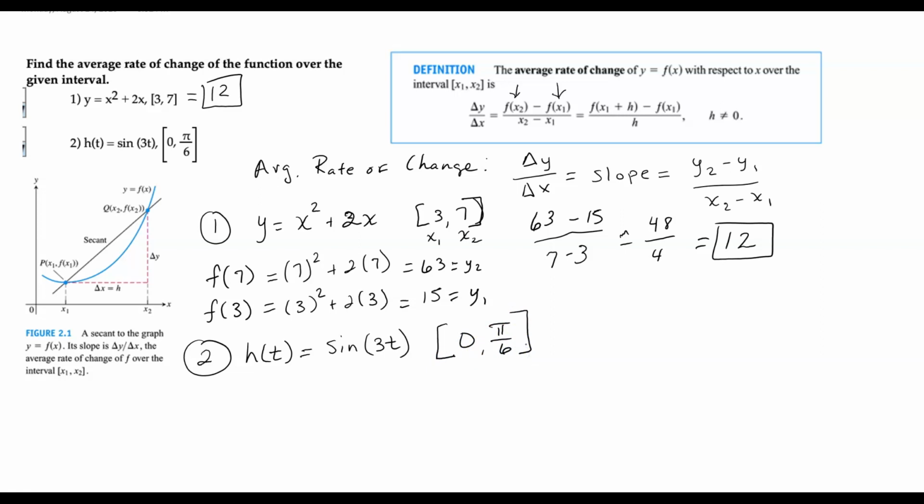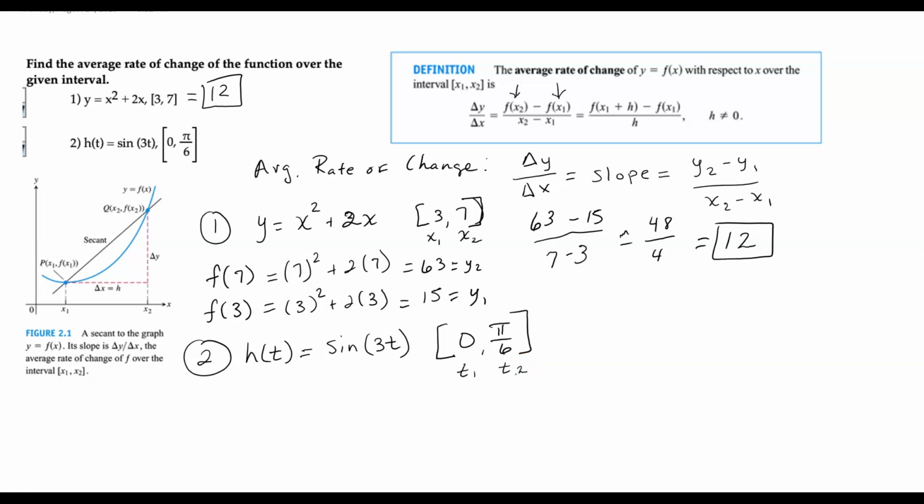So what you need to remember is that you need to have a working knowledge of the unit circle for this type of problem. So keep that in mind as you're going through this. I'm going to kind of take for granted here that you know the unit circle, so please be sure you know the unit circle. All right, h of t is sine of 3t, okay, and they want it from 0 to pi over 6, so let's say this is t1 and this is t2, okay.